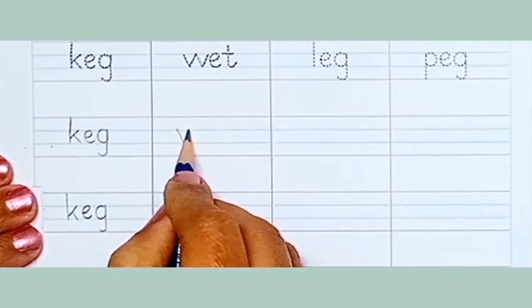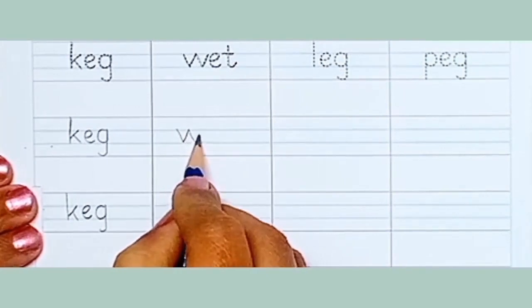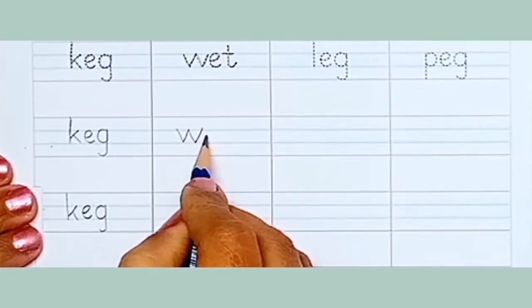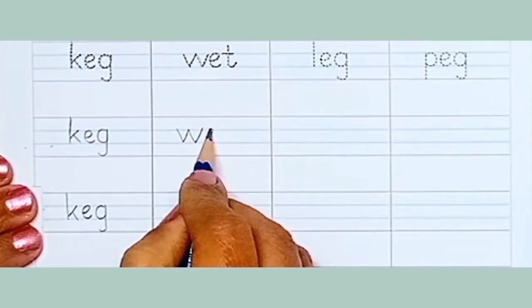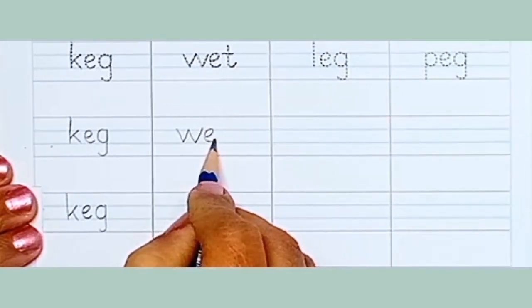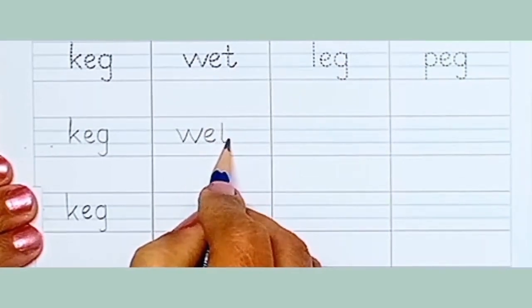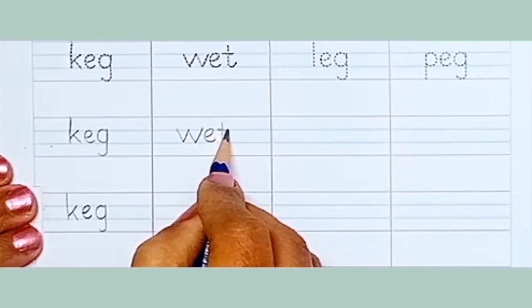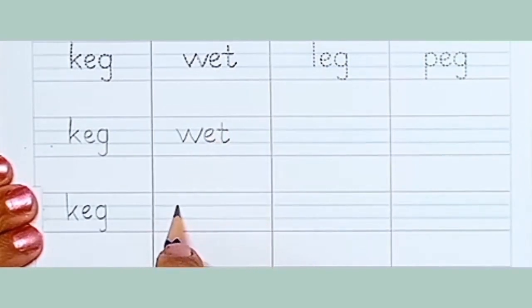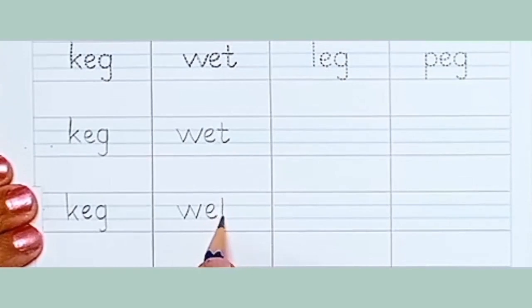W says w. E says e. T says t. W-E-T, wet.